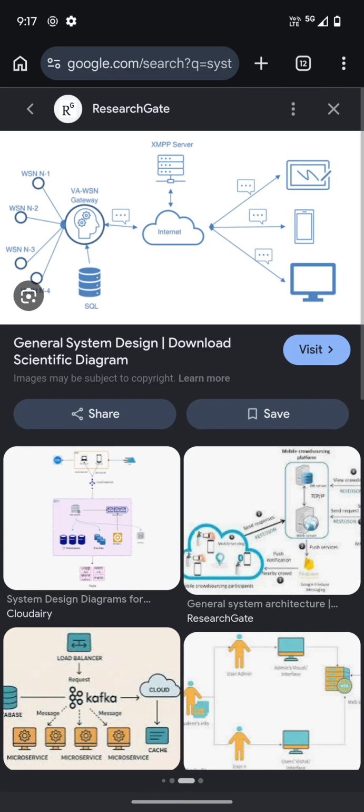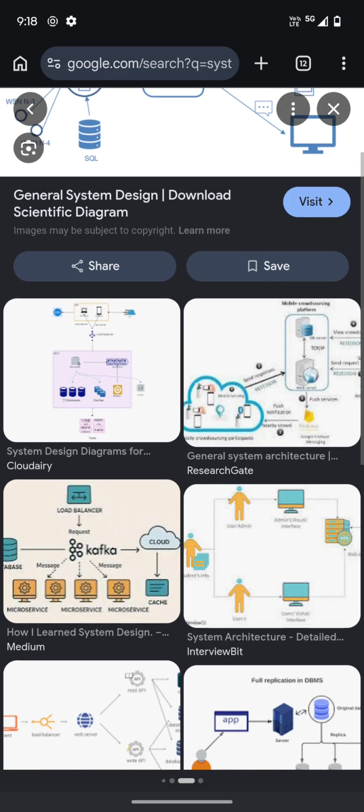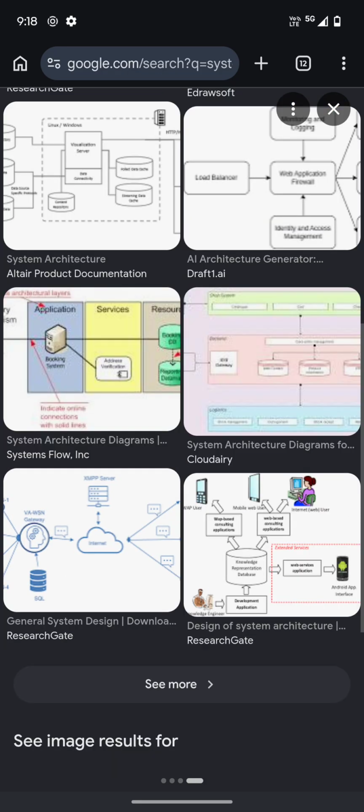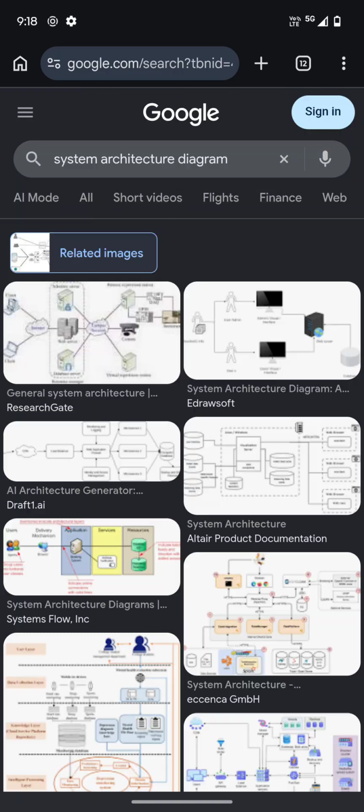Here you can see we have a gateway, right? There is an internet, and we have a couple of servers. Let me pick a proper system design architecture.